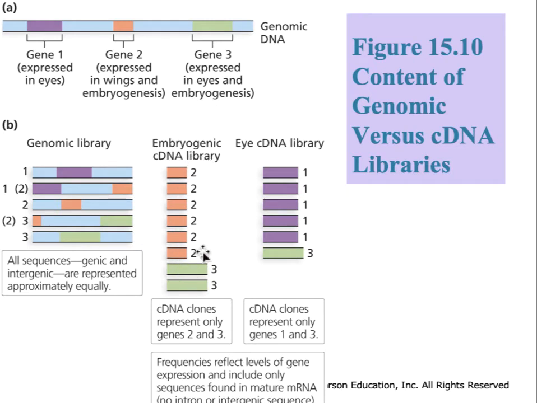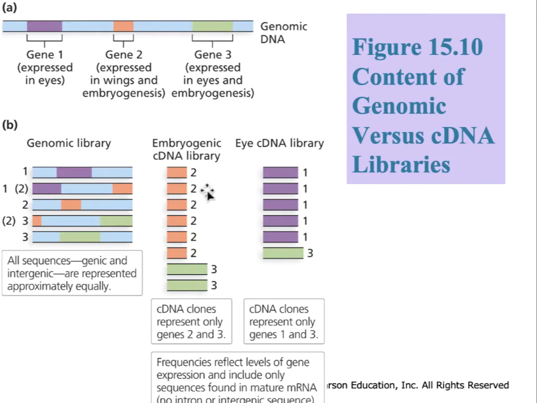How many messenger RNAs was it encoding relative to the others. So in this particular example, we see a comparison of genomic versus two types of cDNA library. A genomic library would take all these fragments, irrespective of how much they are being expressed, and make us a representative library. So each gene is represented approximately the same as the others.